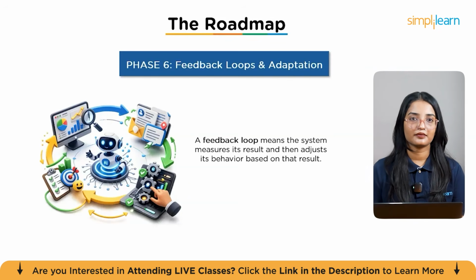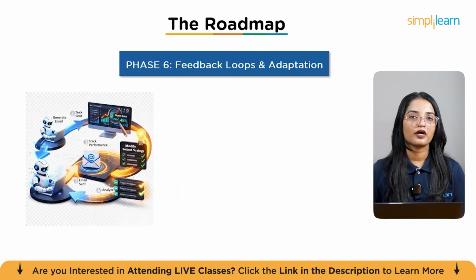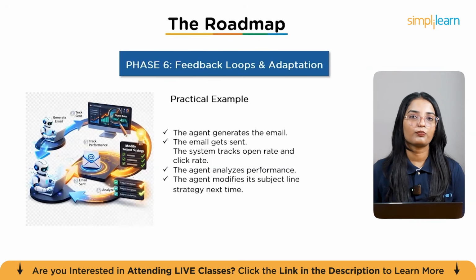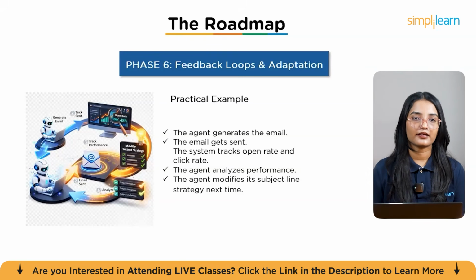That's it. For example, imagine you run an online business, you send a marketing email, and then you check the open rates. If the open rate is low, you can change the subject line next time. That process, observe, adjust, improve, is a feedback loop. Now imagine your AI agent doing that automatically.